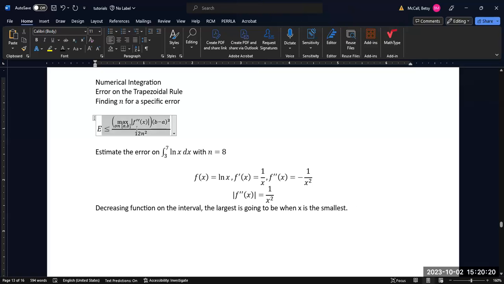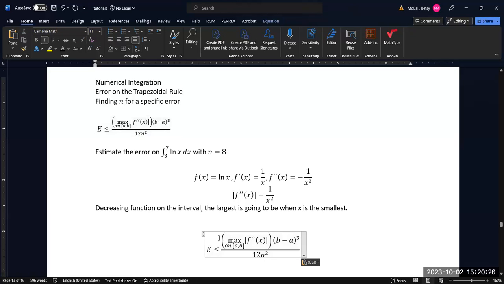So when we put our error formula together and try to evaluate it, the maximum on this interval is going to happen when x is 3, and that value is going to be 1/9. And again, you can imagine that if you plug in 7, you're going to get 1 over 49, which is much smaller. So 1/9, then we're also going to plug in our values for b, which is 7, and a, which is 3, and n, which is 8 in this case. And then we're going to throw all of that into our calculator.